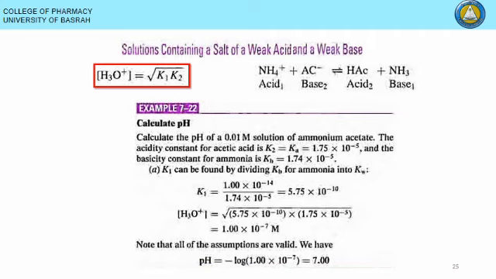Here we need this equation, which is the H plus is equal to the square root of K1 multiplied by K2. So what is the K1? The K1 is the dissociation constant of the acid part. What is the K2? It's the dissociation constant of the conjugate acid of the base part of the molecule. What do we mean by that? For example, taking ammonium acetate, the K1 is the Ka of acetic acid, and the K2 is the Ka of the conjugate ammonium. We calculate it from 10 to the minus 14 divided by the Kb of the ammonia, and we have the rest of the answer as you can see here.